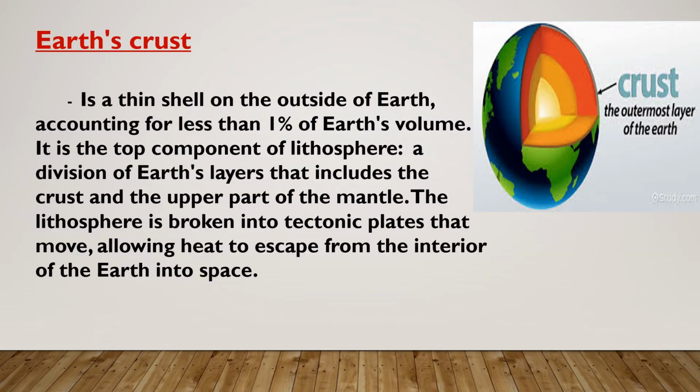Now, we will discuss the first, or outermost, layer of the Earth, which is the Earth's crust. It is described as a thin shell on the outside of Earth, accounting for less than 1% of Earth's volume. It is the top component of the lithosphere, a division of Earth's layers that includes the crust and the upper part of the mantle. The lithosphere is broken into tectonic plates that move, allowing heat to escape from the interior of the Earth into space.